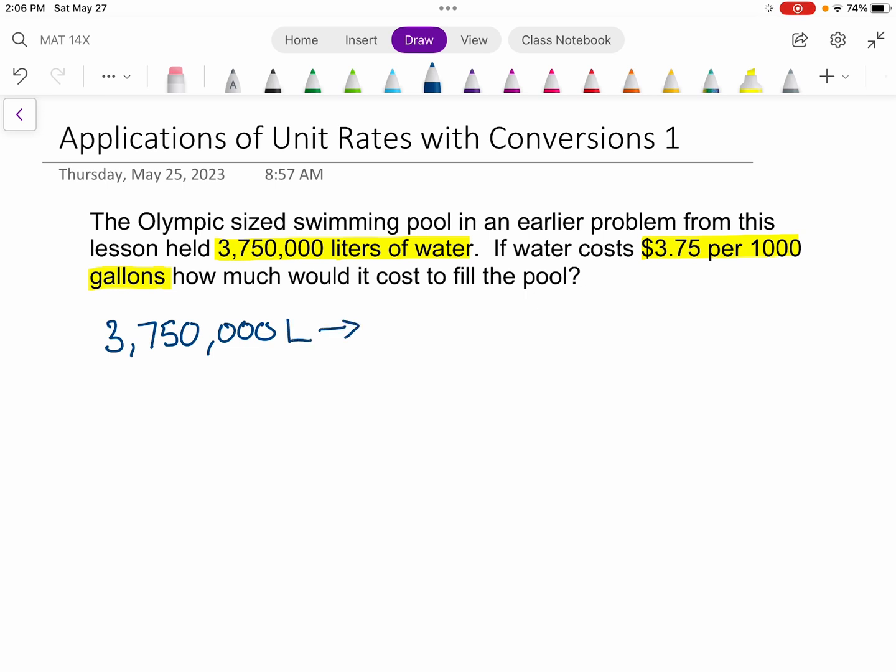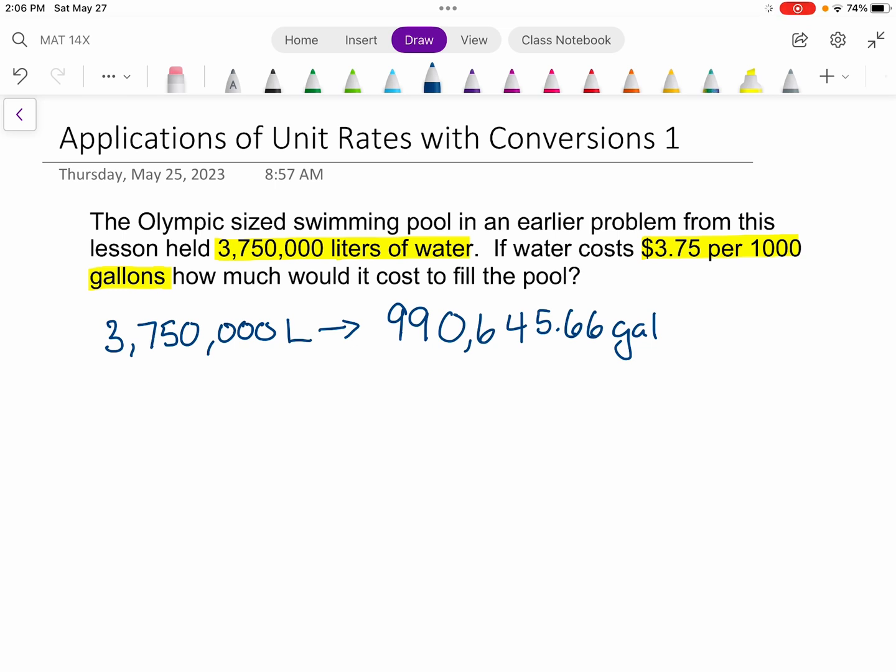Just like with all the other straight-up conversions, I'm going to put this into my conversion calculator. I already did that. You should get 990,645.66 gallons. Okay, so we have our conversion. I now have it in gallons.